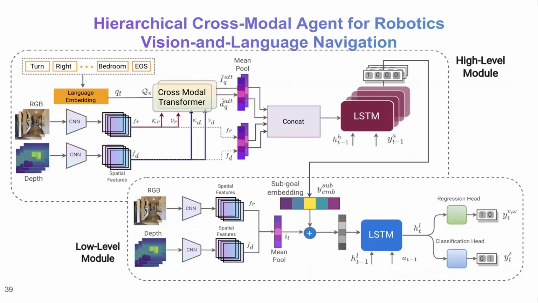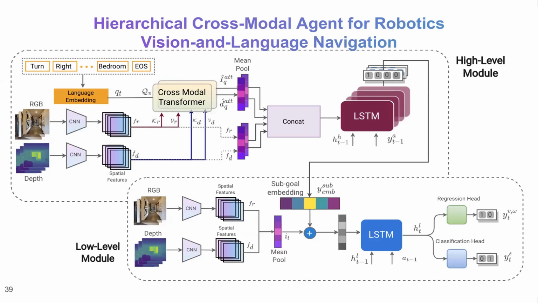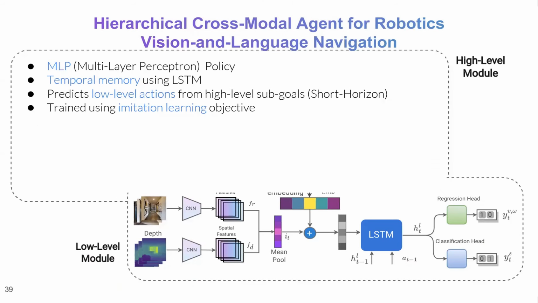So how does our architecture actually work? The high-level policy is comprised of this visual spatial reasoning module. We employ a convolutional neural network to find low-resolution features for both RGB and depth. We use a pre-trained BERT to extract language features. And furthermore, we use a customized transformer module to find the alignment between both vision and text modalities. And this policy uses an RNN to output high-level actions, which are turn left, turn right, go straight, or stop. And finally, we use an imitation learning policy for the low-level module, where at each time step T, we predict low-level actions using the sub-goal output from the high-level policy, and the low-level actions are comprised of linear and angular velocities.